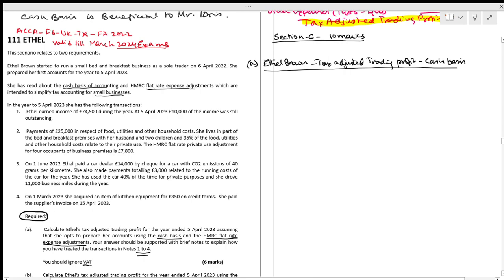You know the concept of cash basis accounting, is it right? What is the revenue limit on the cash basis accounting? The revenue limit on cash basis accounting is 150,000 pounds.